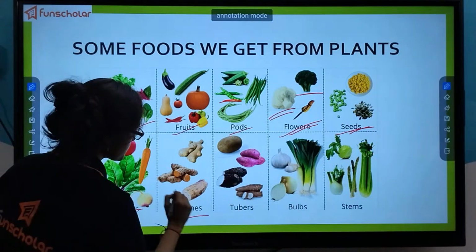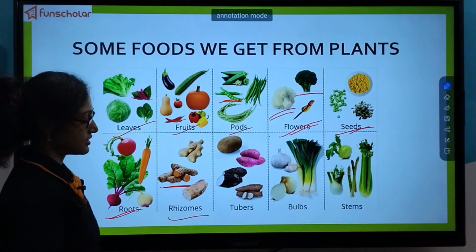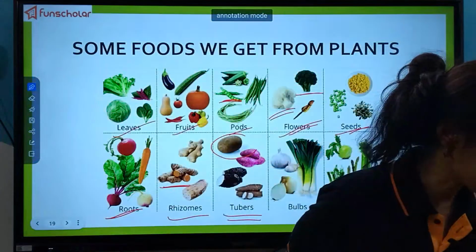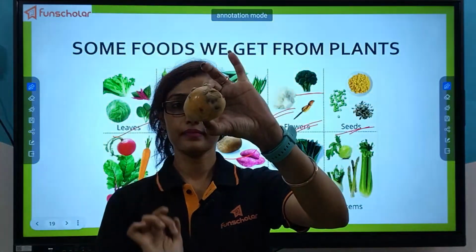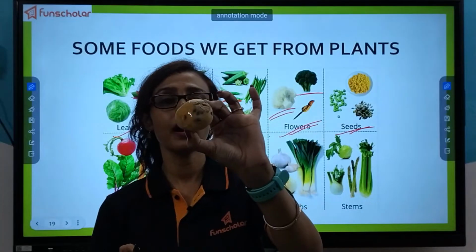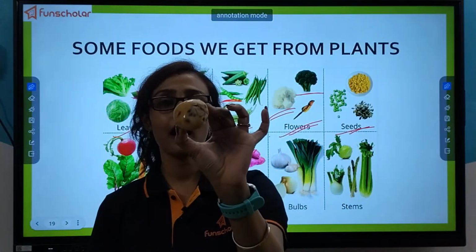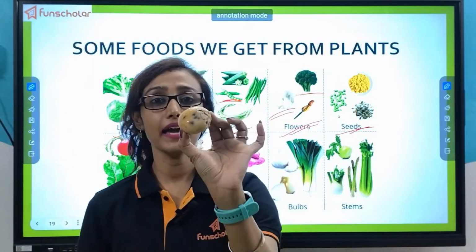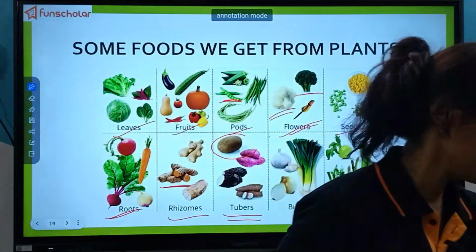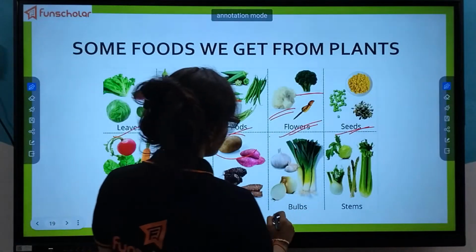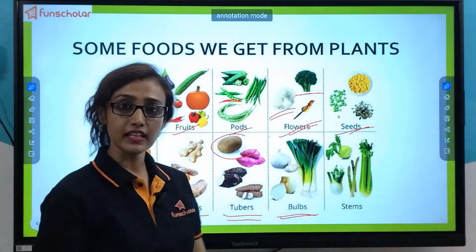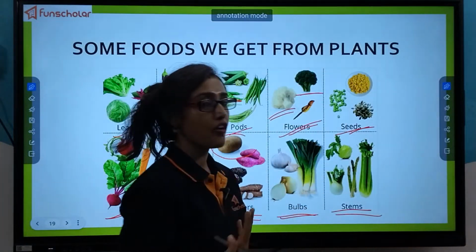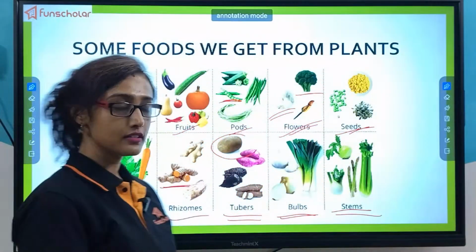Then these are rhizomes. What are these? Ginger, tubers, potato. I have a potato. You see, you eat this. This is what? This is the underground stem of the plant which is being eaten by us as food. Okay. Then bulbs. Bulbs are what? Onion. Then stems. We also eat some stems of plants. Done? Okay.